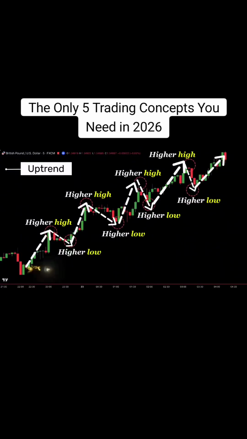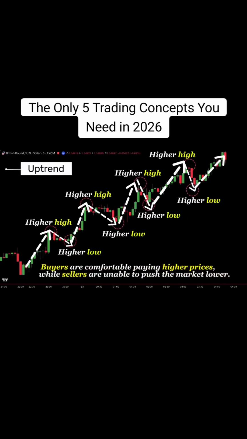What does this tell you? It tells you that buyers are in control. Demand is stronger than supply. Buyers are comfortable paying higher prices, while sellers are unable to push the market lower.